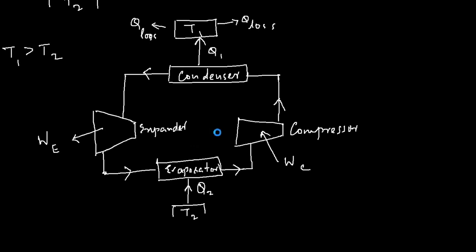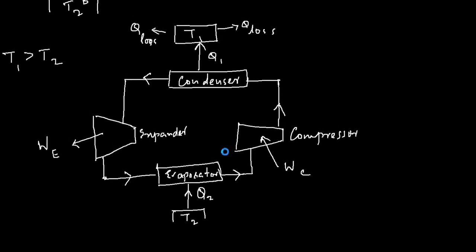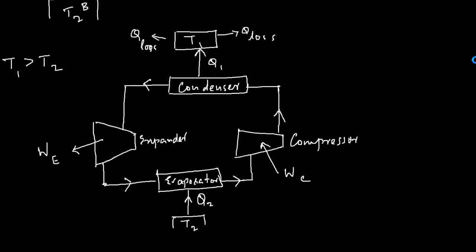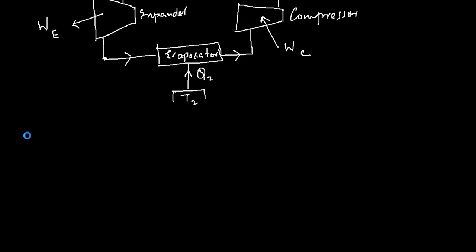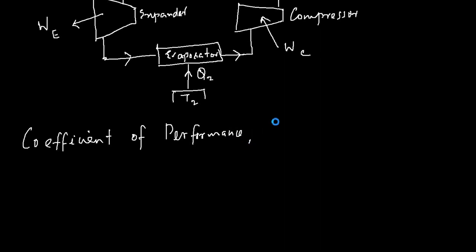Now for a refrigerator and a heat pump, there is a similar term, like the efficiency of a heat engine. We call the efficiency of a refrigerator and a heat pump the coefficient of performance, or COP, and COP is defined as the desired effect over work input.